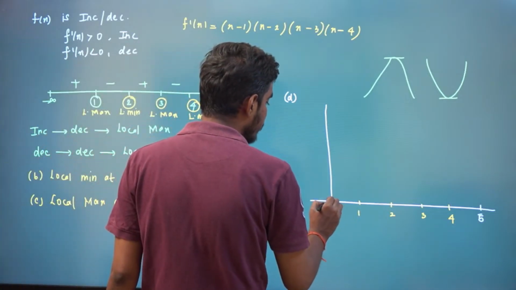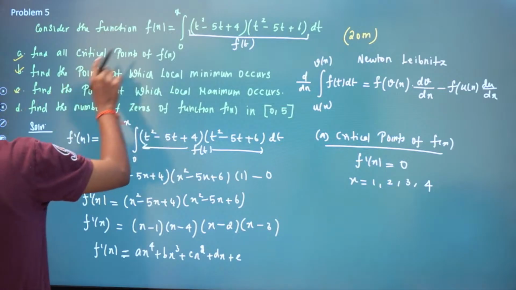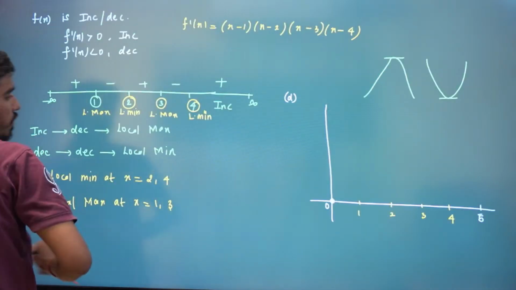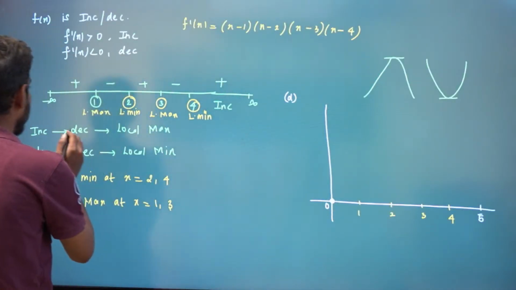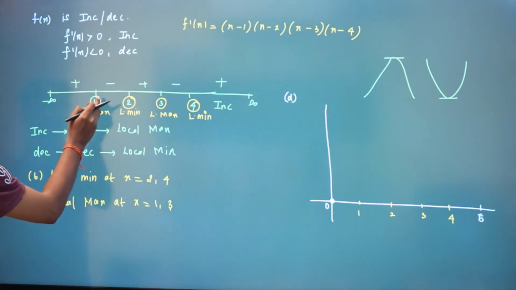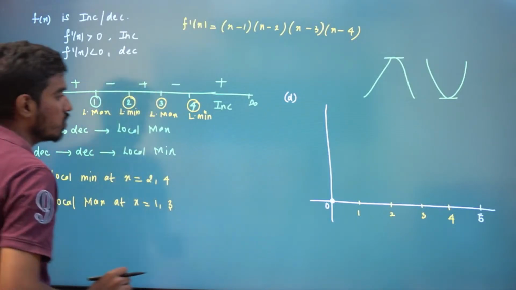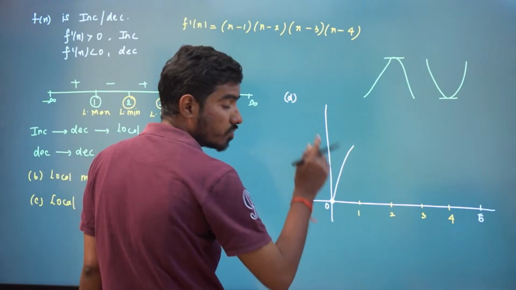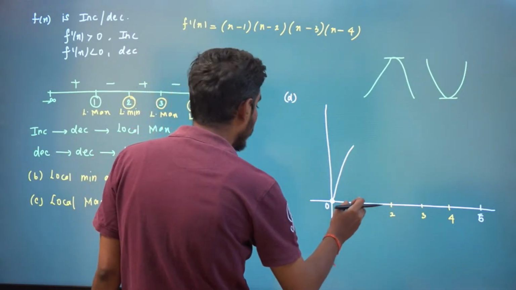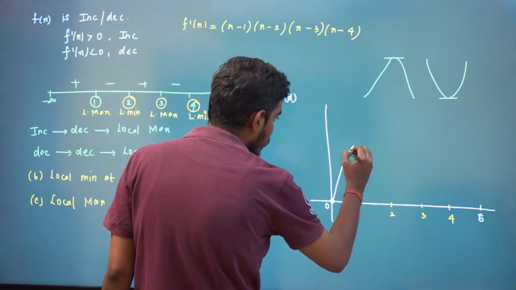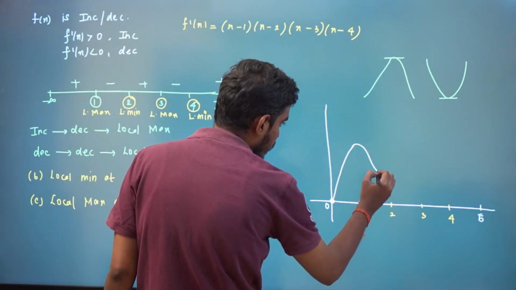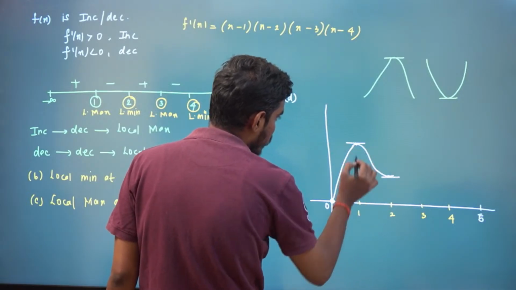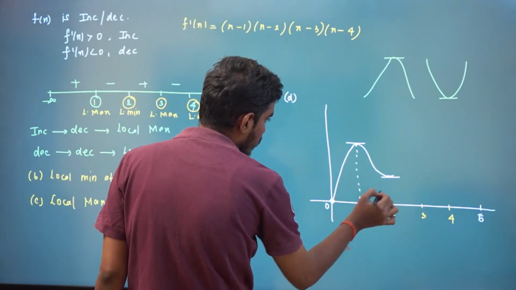So f of 0 is obviously 0, because when you put x equal to 0, the limits will be from 0 to 0, so the integral will be 0. And we know the function is increasing from minus infinity to 1. So obviously it will be increasing from 0 to 1. At 1, we have a critical point, so the slope will be equal to 0 at 1. And then from 1 to 2, the function is decreasing, so the curve has to come down, right? And at 2, again, it has slope 0.